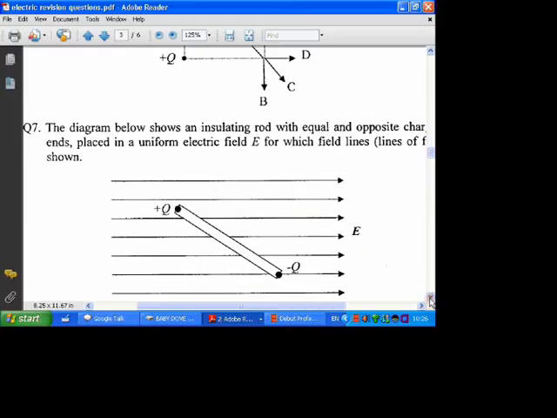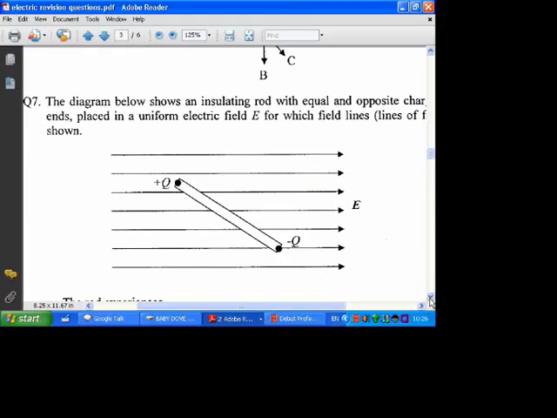Now look at this diagram. From this diagram, you can tell that the region of higher potential is actually at the left, right? The region of lower potential is actually to the right, because E field points from high to low potential. But looking at the rod, the resultant charge on the rod is obviously 0 because Q minus Q is 0.